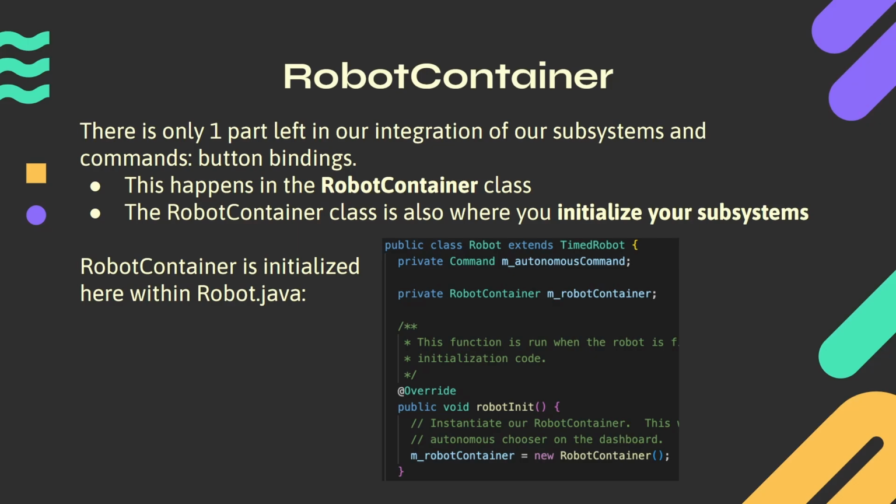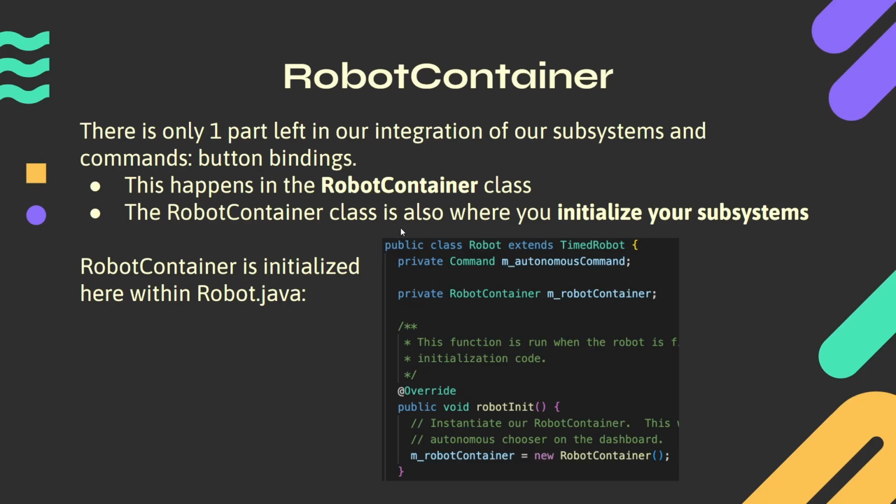Then we have robot container. There's only one part left, and that's button bindings. This happens in the robot container class, and the robot container class is where you also initialize your subsystem. So this is where you do intake subsystem, intake equals new intake subsystem.